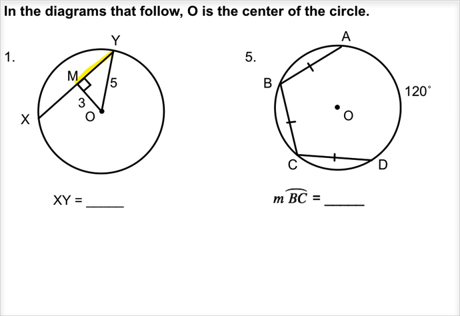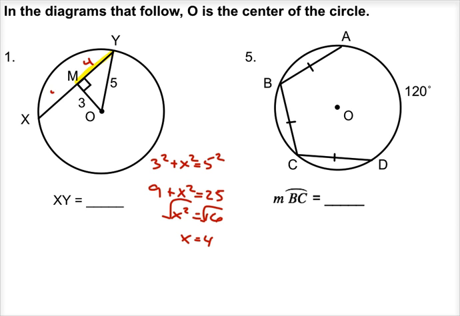So I could do Pythagorean theorem and figure out 3 squared plus x squared equals 5 squared. 9 plus x squared equals 25. Subtract off the 9, x squared equals 16. Take the square root of each side, and x is 4. So I know that just this part from M to Y is 4, so XM is also going to be 4. So my total distance from X to Y is going to be 8.